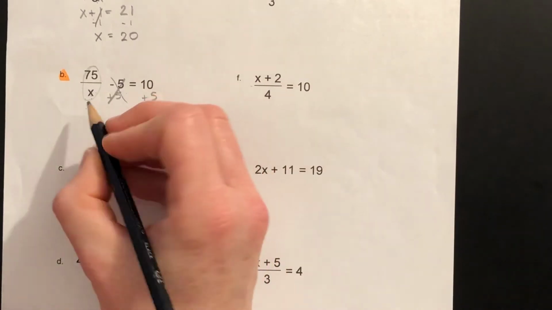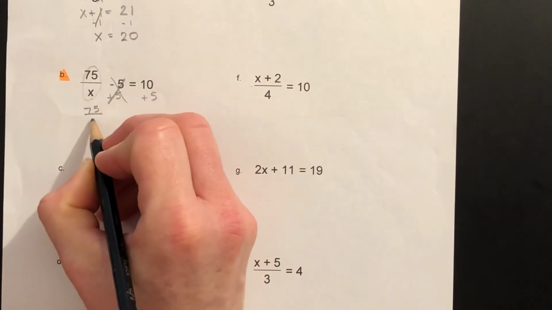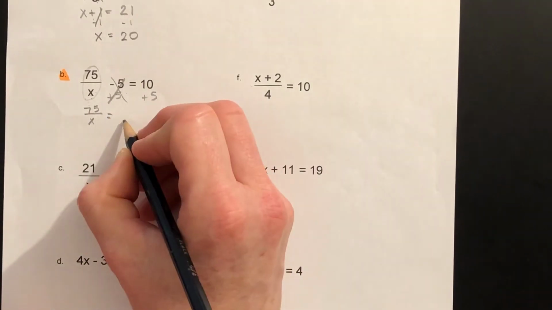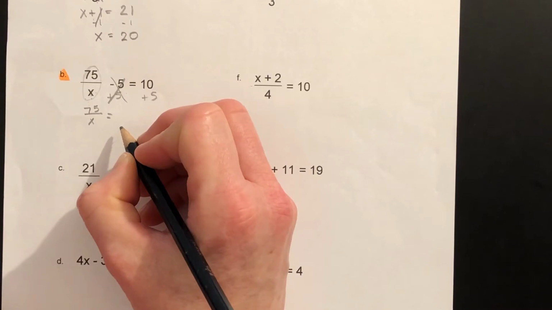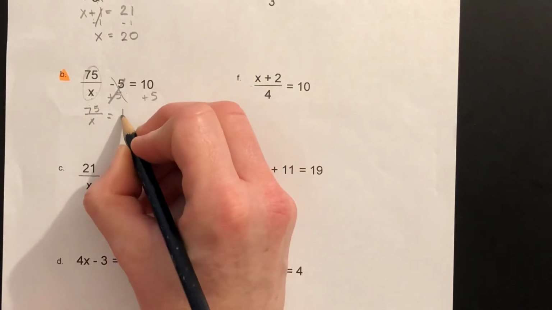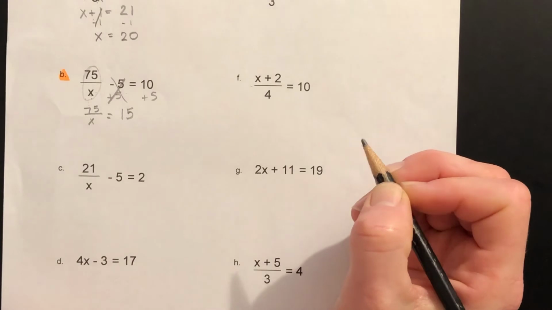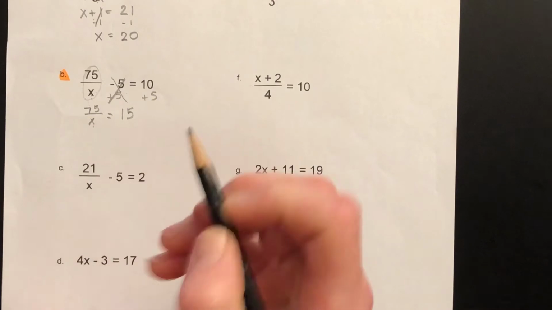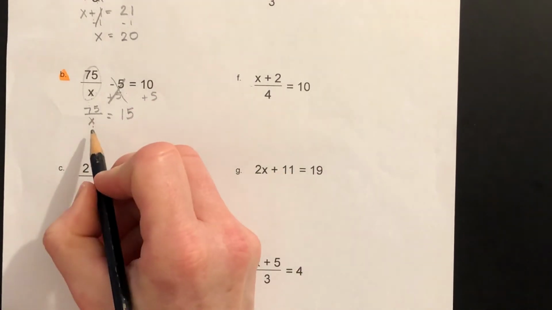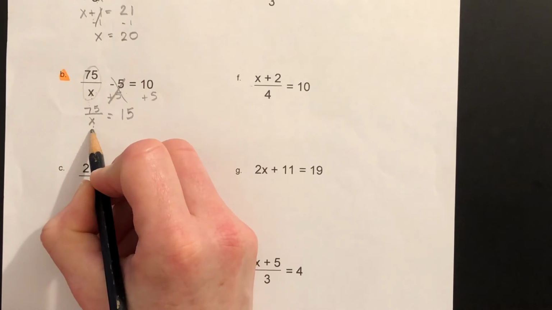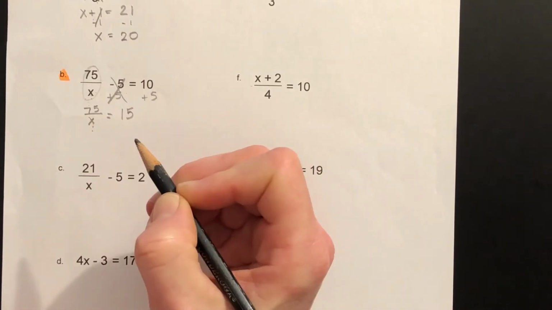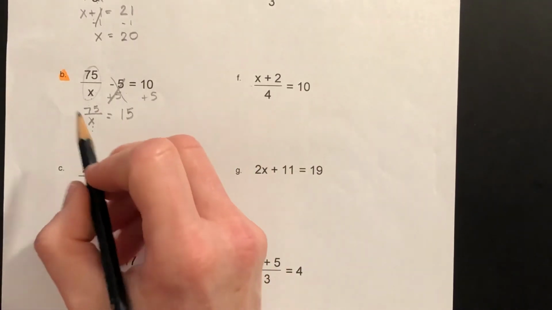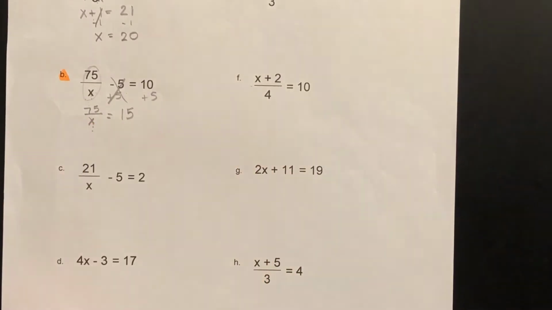Now we get rid of that, and we get 75 divided by x all by itself. Woohoo! 15. Now we are at a point when we could do what we wanted to do from the very beginning. We want to get this x out from underneath the 75. The opposite of divide by x is times x.